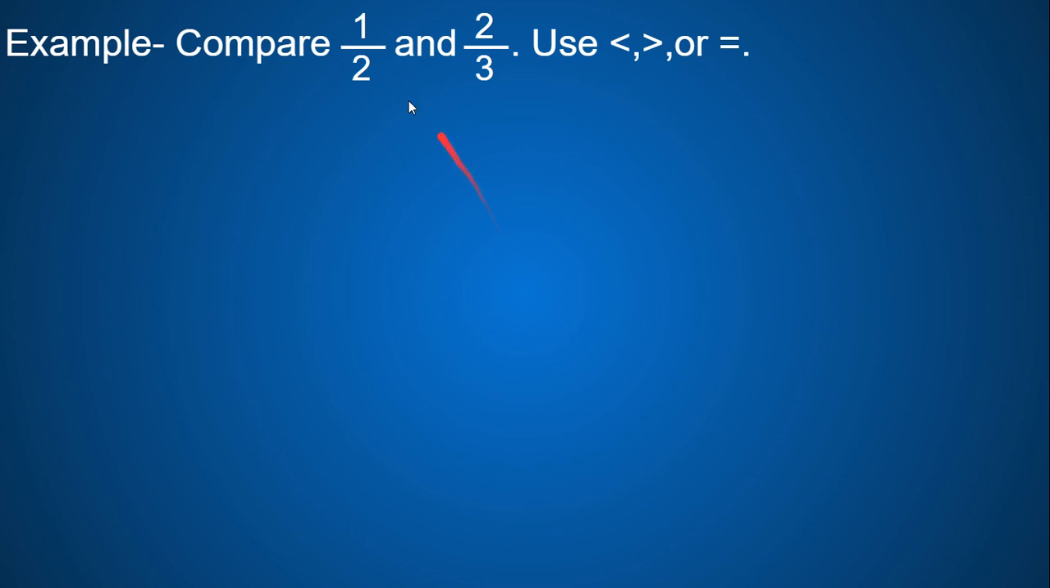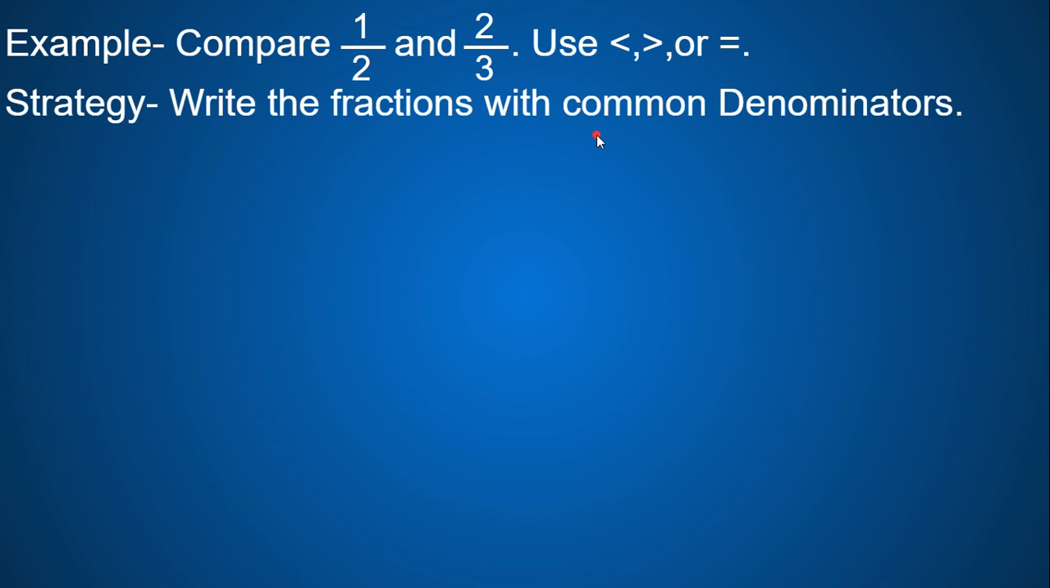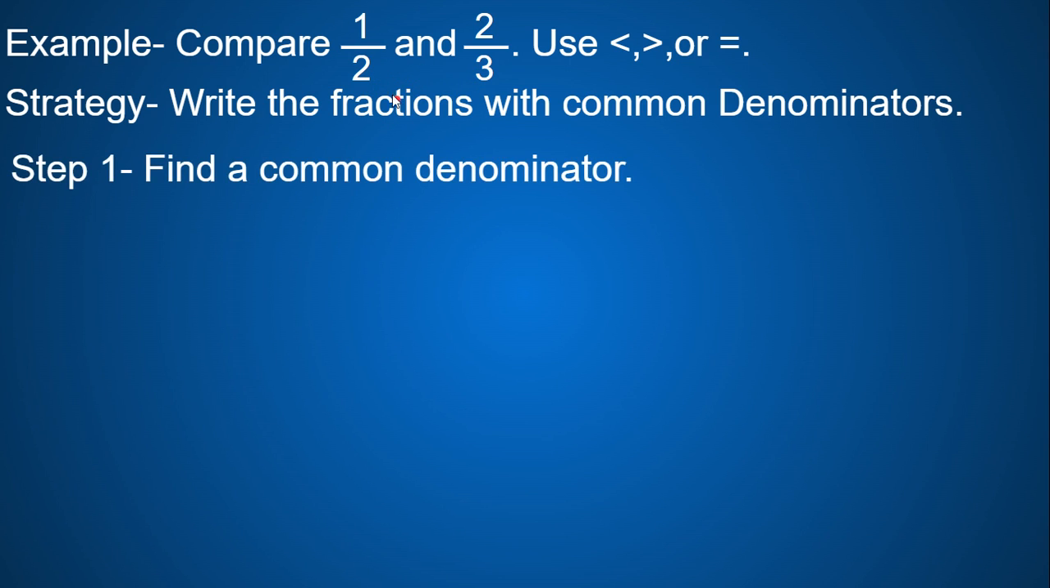We are going to compare the fractions 1/2 and 2/3 using our alligators. Now, the first thing we need to do is create a common denominator for these fractions because they are not the same. And to do this, we are going to write our multiples for each denominator.